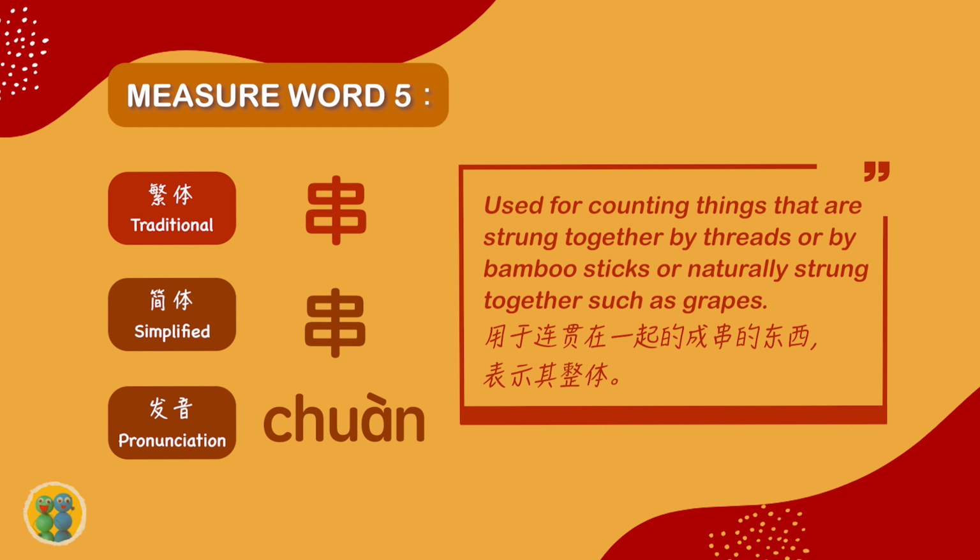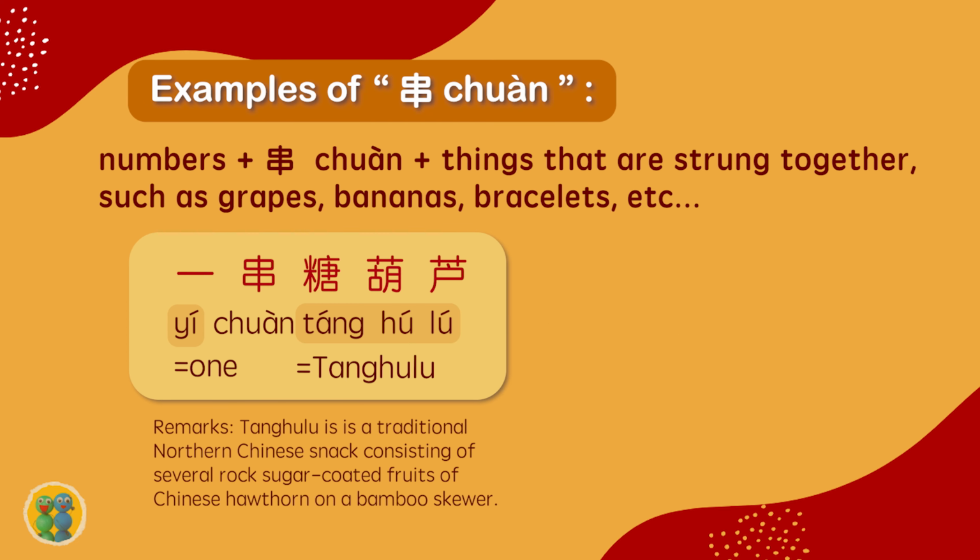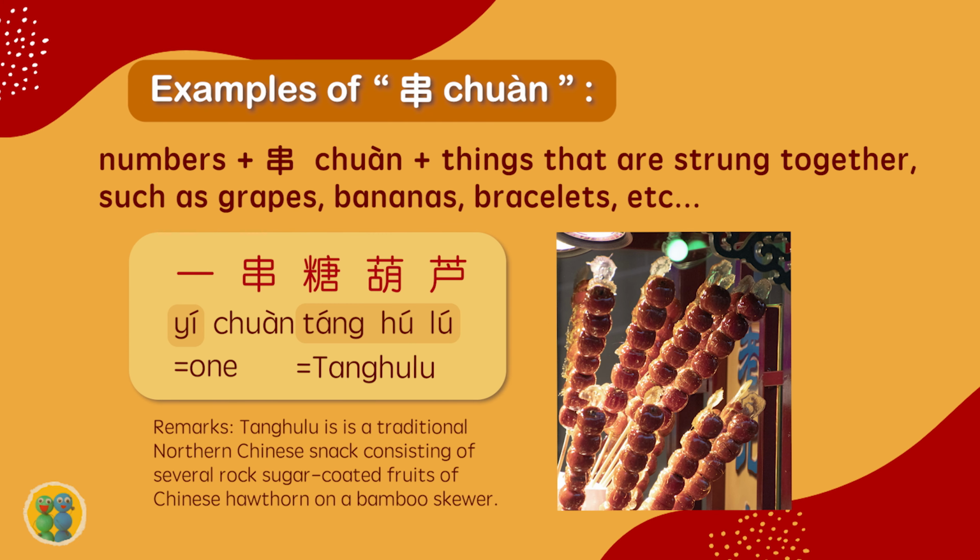The fifth measure word is chuàn. Chuàn is used for counting things that are strung together by threads or by bamboo sticks or naturally strung together, such as grapes, bananas. And there are some examples of 串. 一串糖葫芦. 一 means one. 糖葫芦 is a traditional northern Chinese snack consisting of several rock sugar coated fruits of Chinese hawthorn on a bamboo skewer.